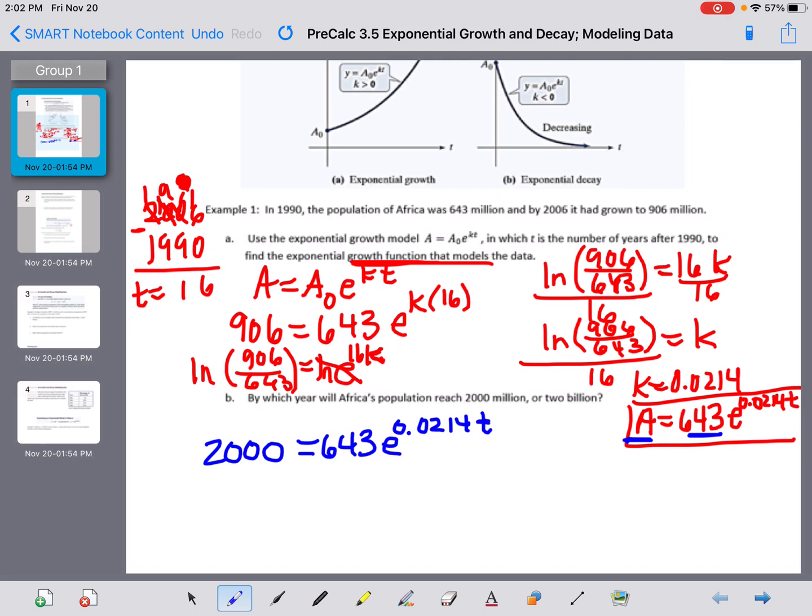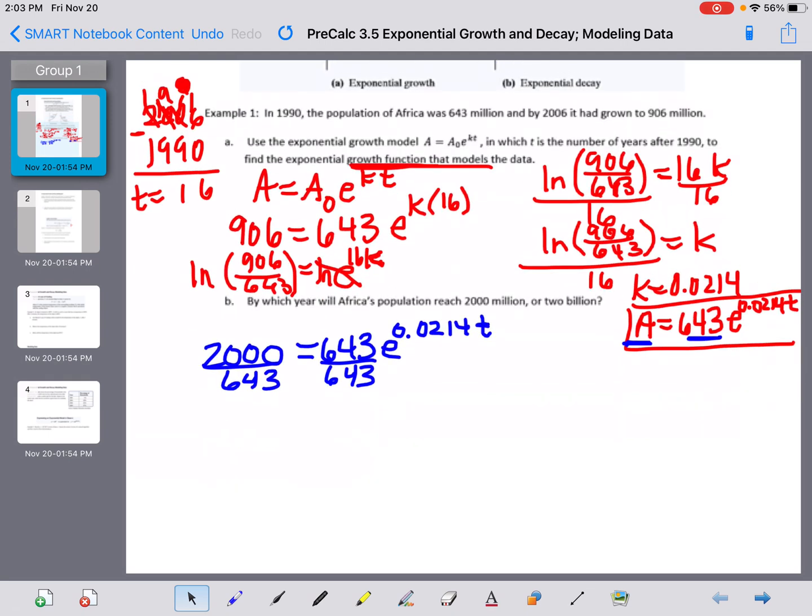Okay. Once again, it's in the exponent, but the rule is get your term with the exponent by itself first. So I'm going to divide by 643 on both sides next. I'm going to leave it because I want everything as exact as possible. So I'm going to have e to the 0.0214t equals 2,000 divided by 643. Now that I have that exponential term by itself, I'm going to take the natural log of both sides. What I do to one side, I do to the other.